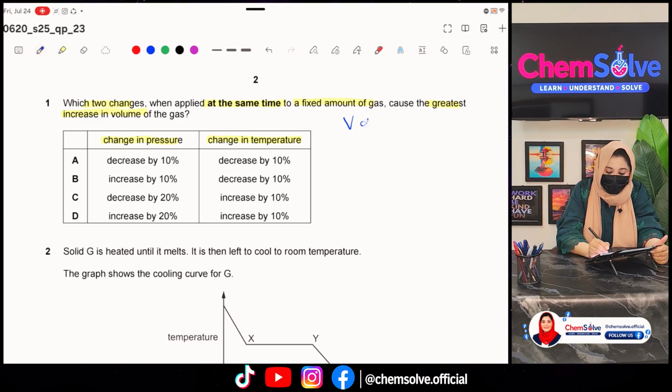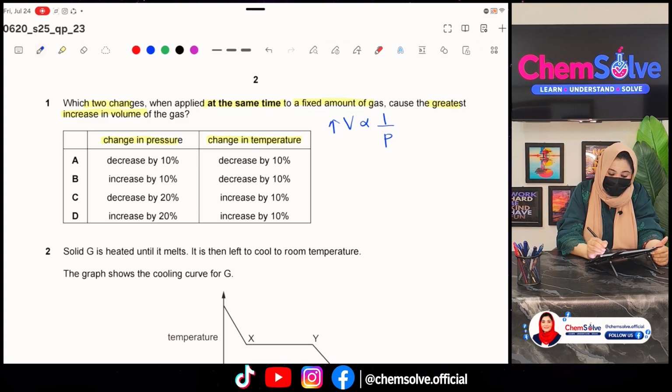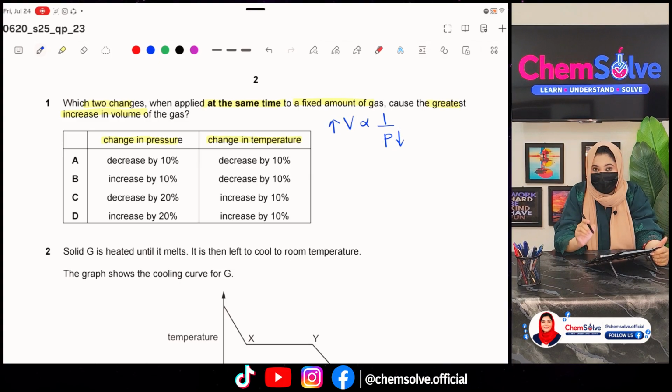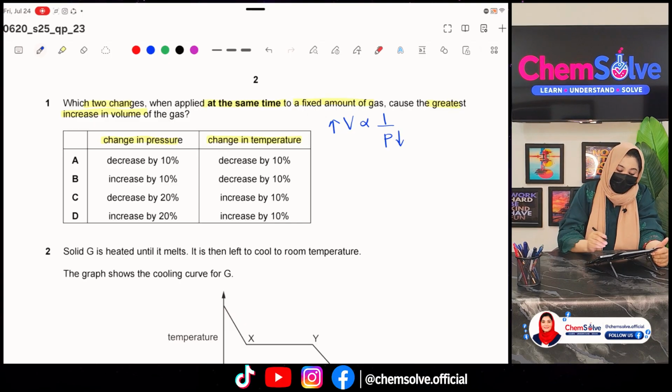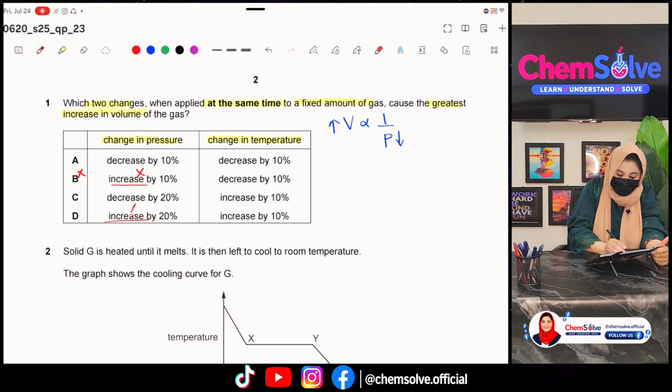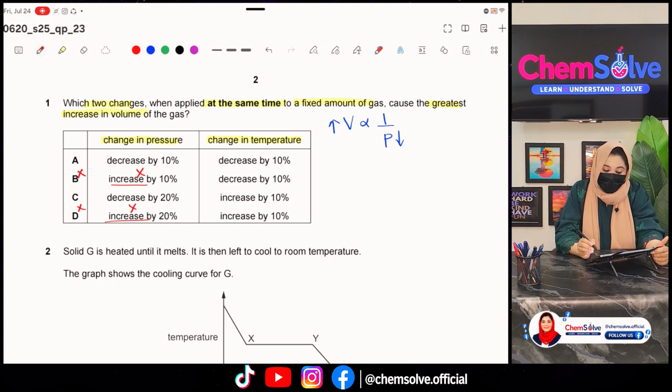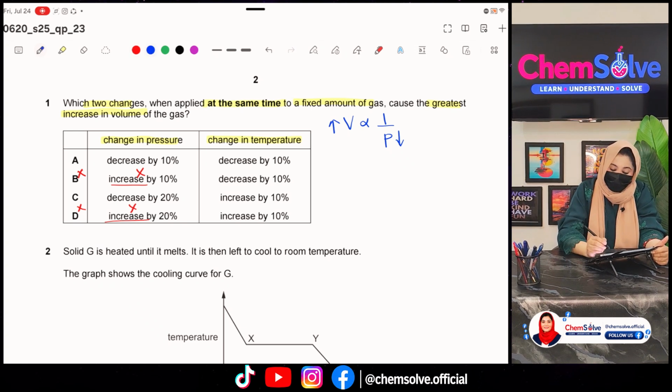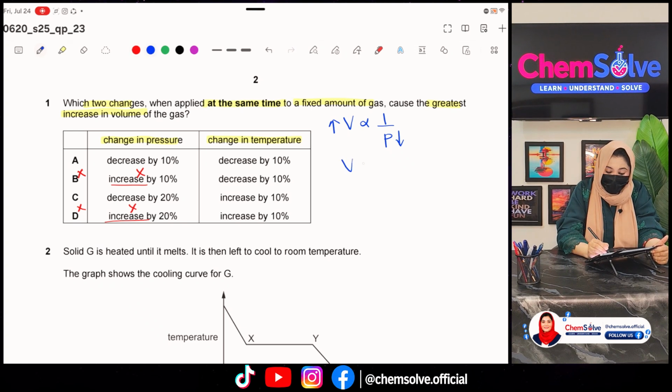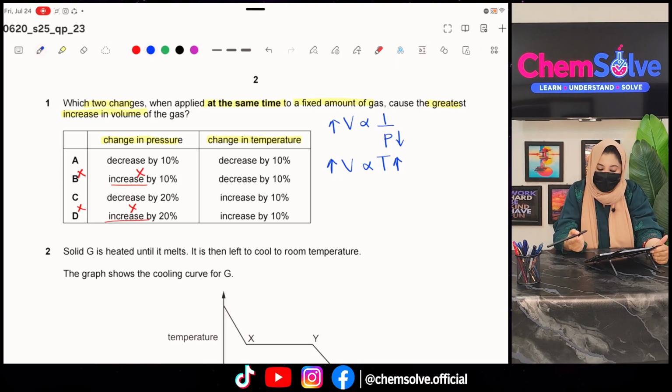The relationship between pressure and volume is inversely proportional. So if we want to increase the volume, we have to decrease the pressure. All right. So now I have to choose that option which is concerned with the decrease of the pressure. So these two options which increase the pressure are not my option, so I'm going to cross them. Now see what is the relationship of temperature with the volume. Volume and temperature are directly proportional. It means if we want to increase the volume, we have to increase the temperature as well.